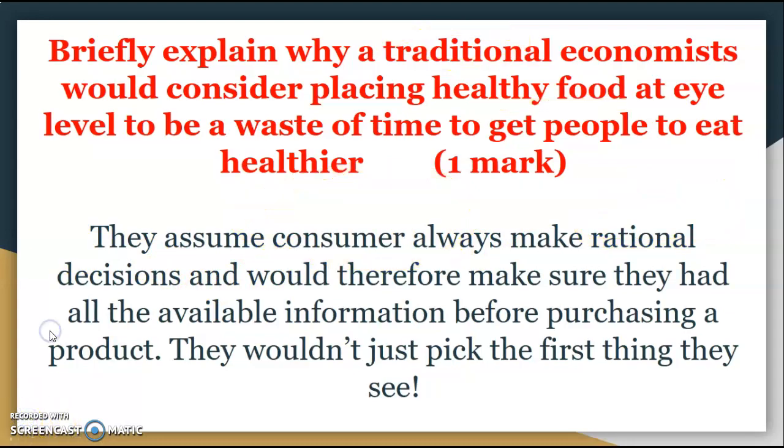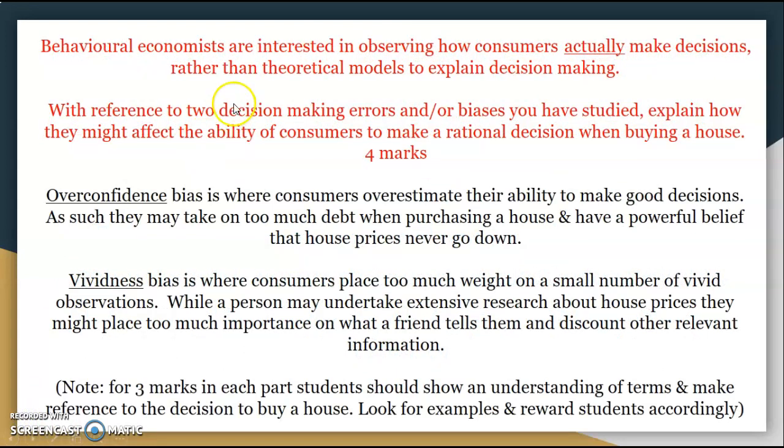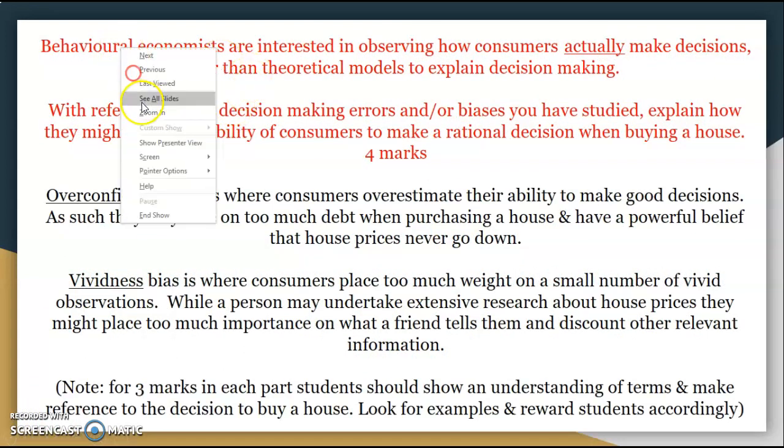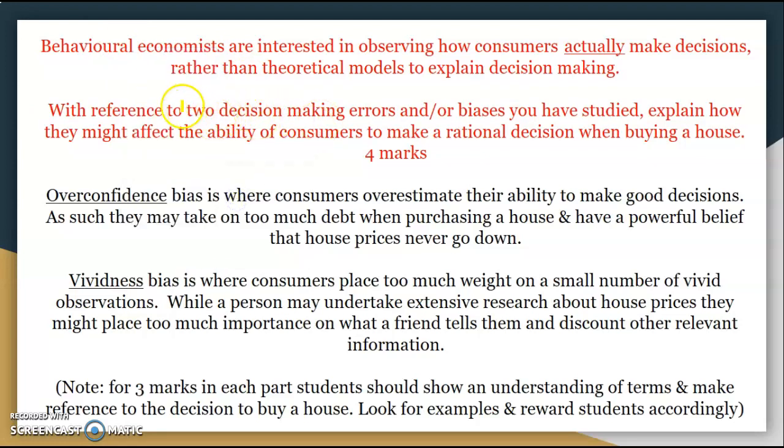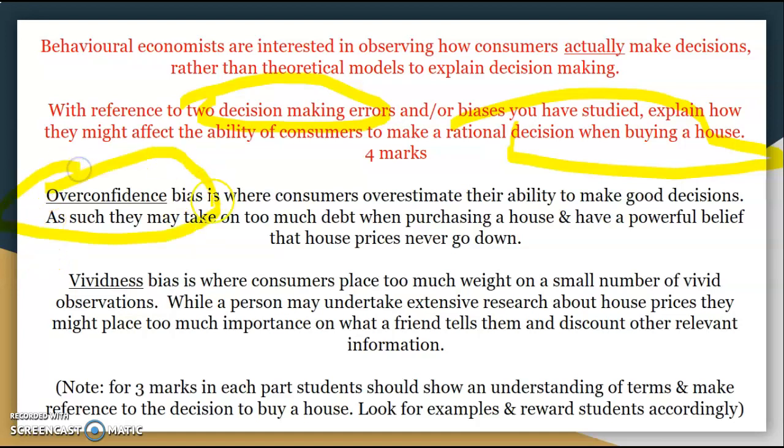Okay, so continuing on. Behavioral economists are interested in how people actually behave. So this question is asking you, with reference to two decision-making errors, explain the ability of consumers to make rational decisions when buying a house. So we talked about this a bit in class, but two things that might be are that they're overconfident, so they might take on too much debt and buy a house that's too expensive, and then think they're going to get a better job and regret it because they go into too much debt and can't pay back their loan.